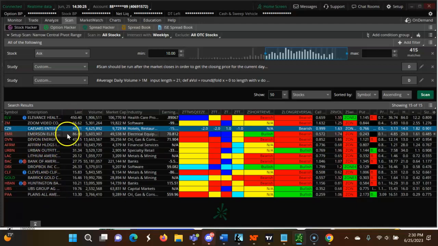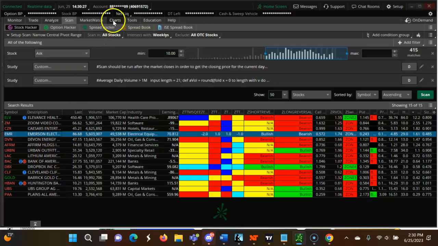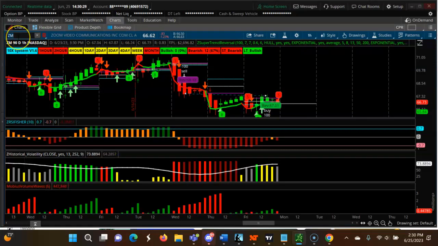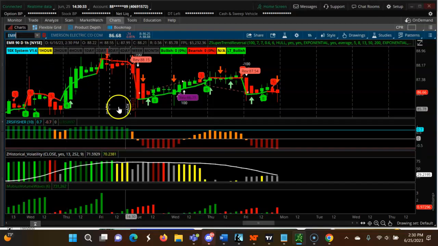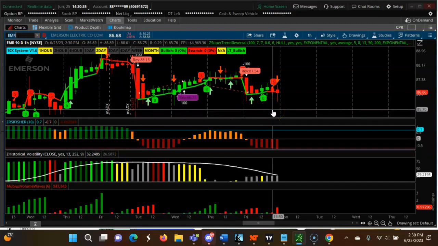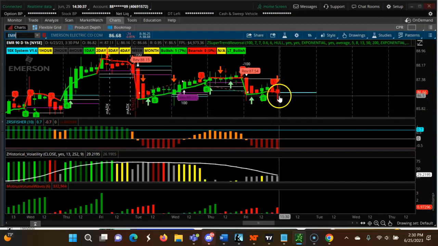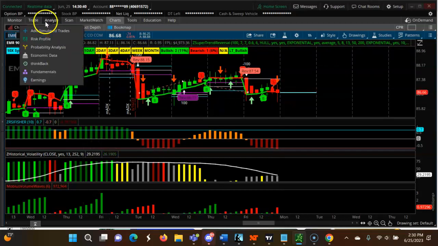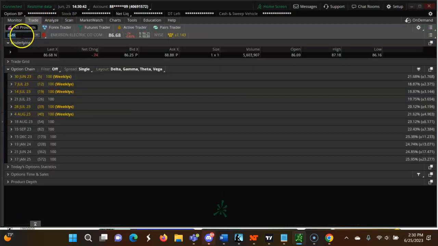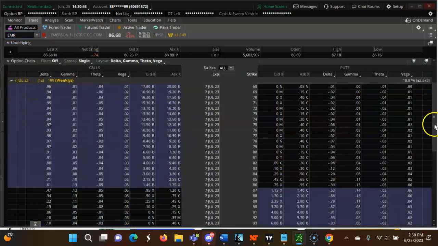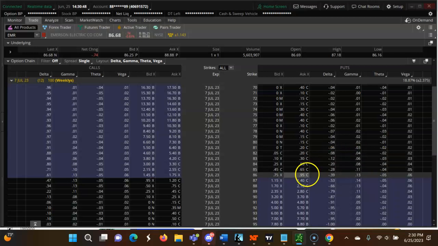Okay. So let's say EMR. Narrow CPR, the sell signal here. Okay. Let's look at the trade. Let's look at what is the option chain. Option chain is not that heavy.